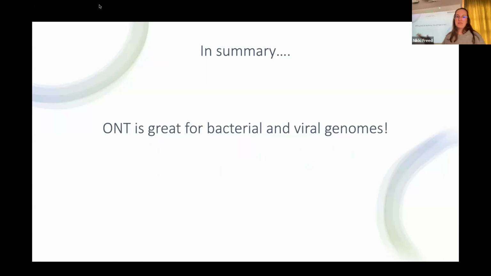And in summary, Oxford Nanopore Technology has been really great for generating not only bacterial genomes, but also for being able to isolate prophage viral genomes as well. And we're going to be doing a lot more in that space.